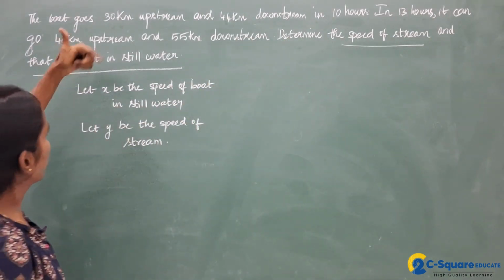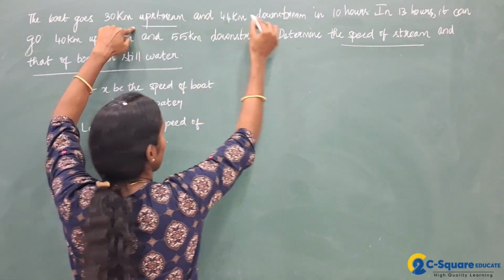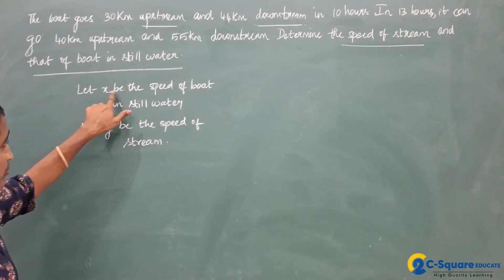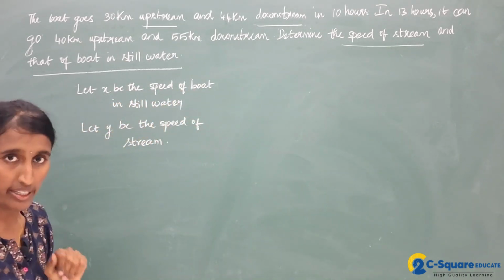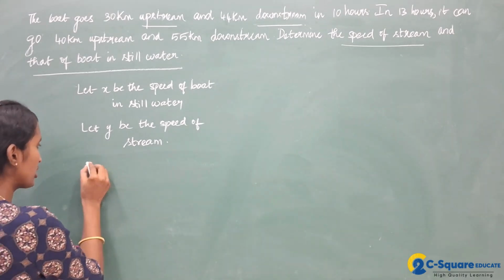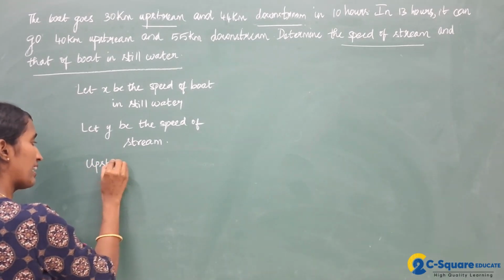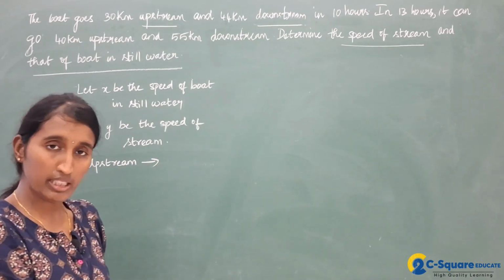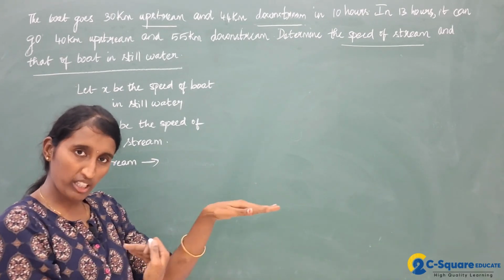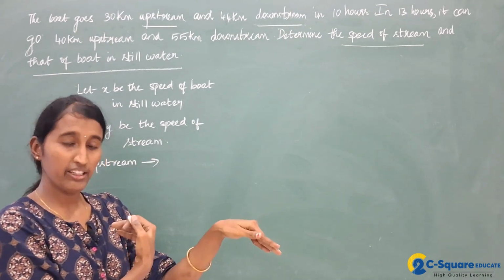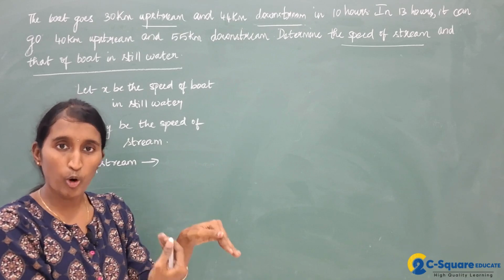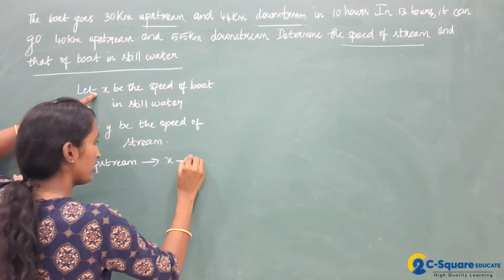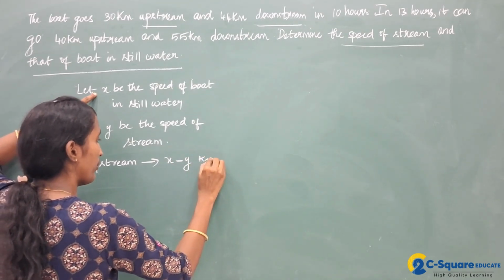Okay, now if you see the question, there are the words upstream and downstream. So this x is the speed of boat in still water, right? So what will be the upstream speed? As we discussed earlier, in upstream, the boat and the moving water will be in the opposite direction, right? So the net speed of the boat will be reduced, right? So it will be x minus y kilometer per hour.